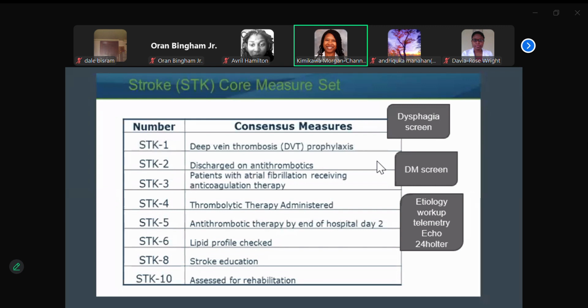It doesn't matter if they're talking to you, look alert and obey commands. If they don't have a gag and they're unable to swallow, you put an NG in them because they will aspirate. All right, so correct.